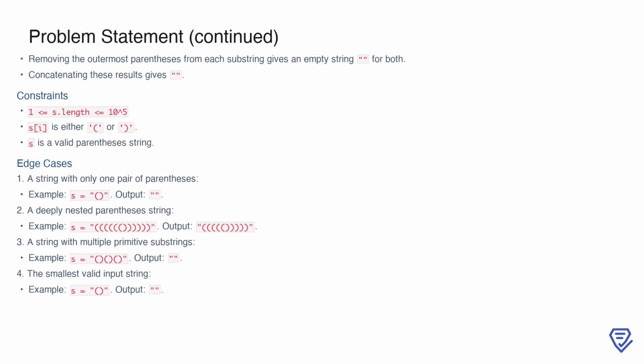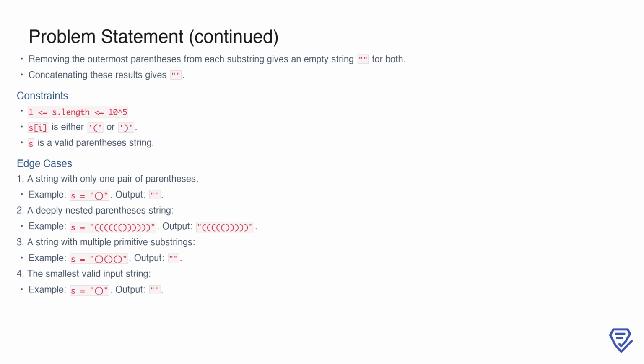Now, let's consider the third example where the input string is simply two empty pairs. Here, the string consists of two primitive substrings, and for each of these substrings, removing the outermost parentheses leaves us with an empty string. Concatenating these empty strings results in an output of an empty string.